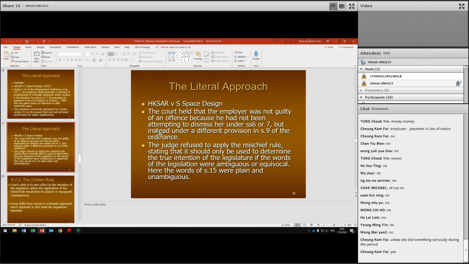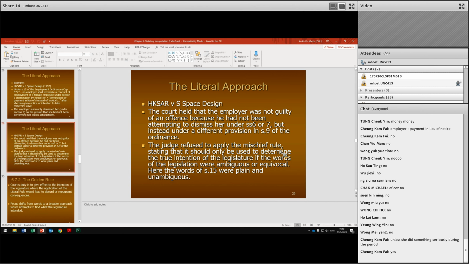Of course, many people were sympathetic towards the female employee. But the court held that the employer was not guilty of an offense because he had not been attempting to dismiss her under Section 6 or 7, which are the only sections mentioned in Section 15. Instead, he dismissed her under a different provision, Section 9 of the Ordinance.